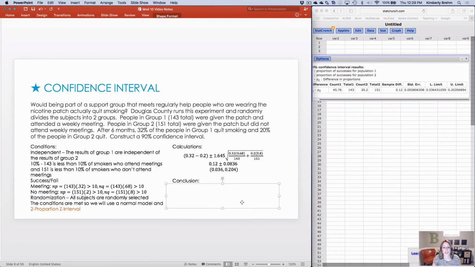And then of course my conclusion, I'm writing it as that more smokers will quit by attending a weekly meeting, because group 1, the people who went to the weekly meeting, that number was the larger proportion. So I'm 90% confident that between 3.6% and 20.4% more smokers will quit smoking by attending weekly meetings than smokers who don't attend a weekly meeting.